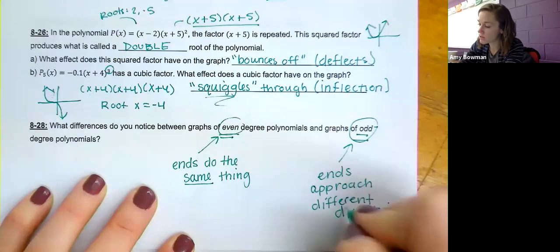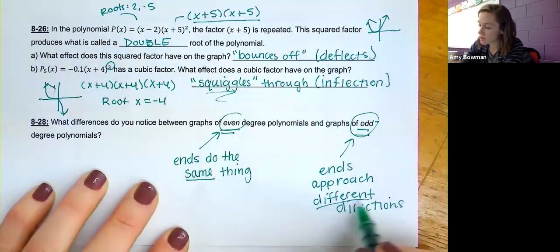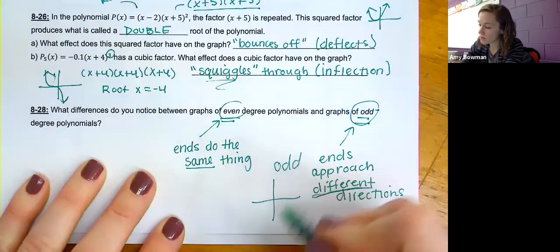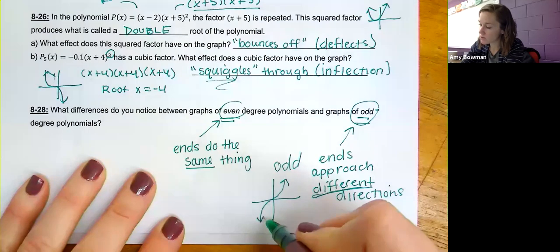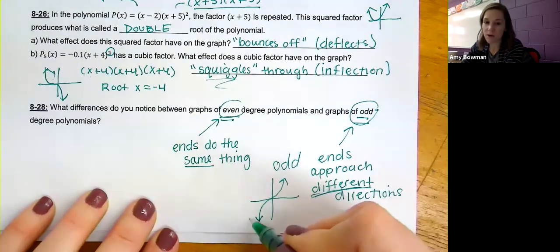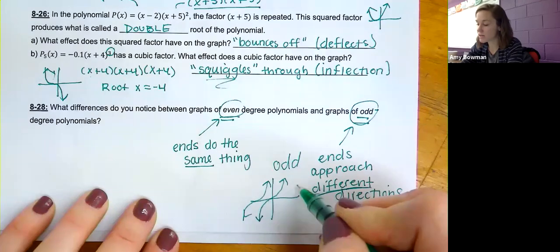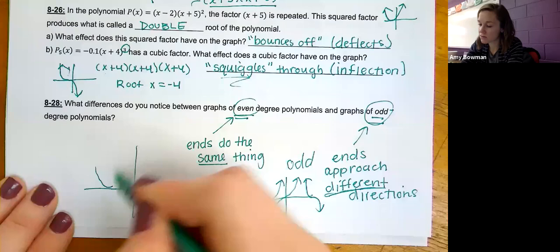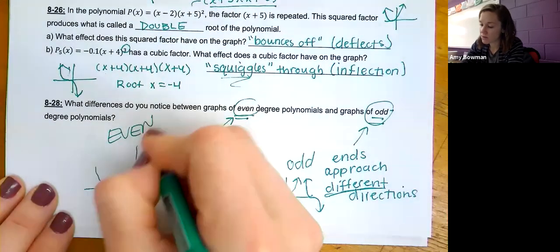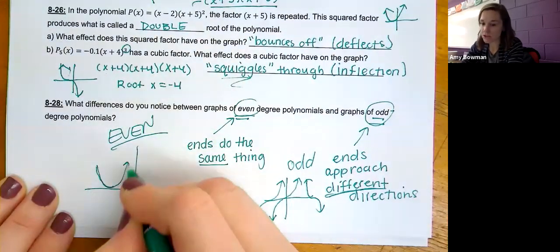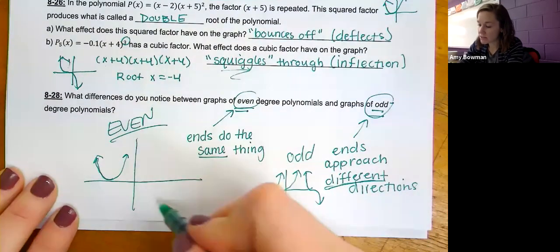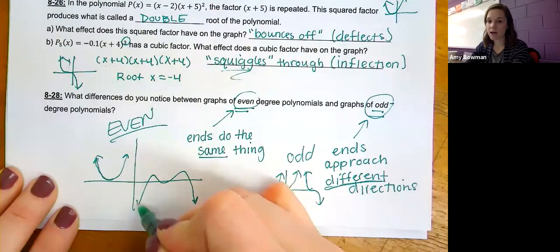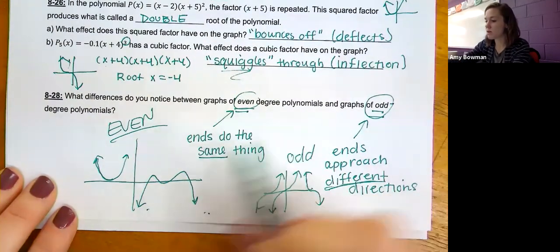Odd degree functions, so cubic, so here's odd. They are all going to do this sort of thing. Or maybe it's like this. It might start up here and go down. No matter what, an odd degree function will start and end in different places. Even functions, so here's an even. Same direction. It could be something like this, but they're still both going down. So even and odd, that's an important distinction to make between even and odd functions.